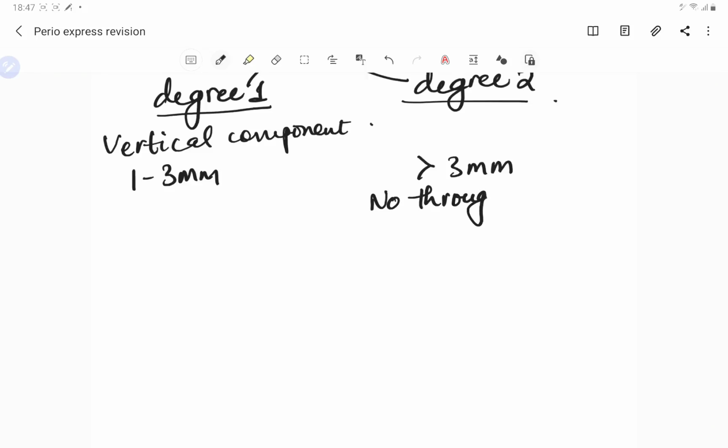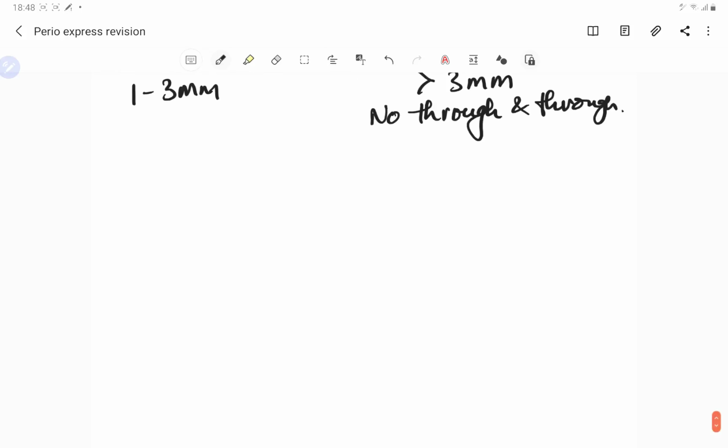So this was about, we actually study this modification of the Glickman classification, not the revised classification. This is just a modification to the grade 2 of the Glickman classification, which was given by Hamp et al. in 2000. So this is just a modification of the Glickman classification. Now talking about the grade 3 of the Glickman classification.